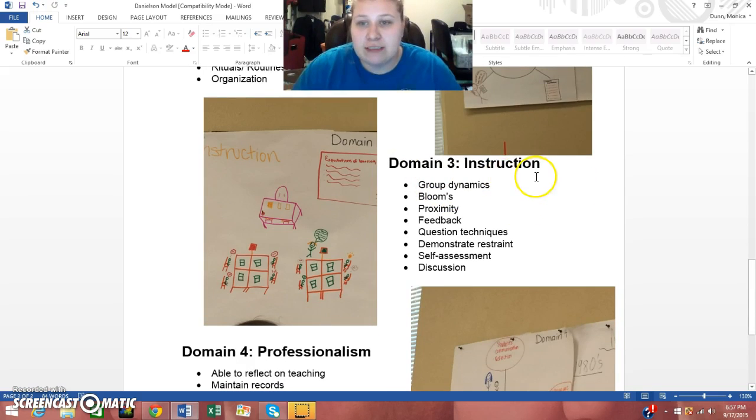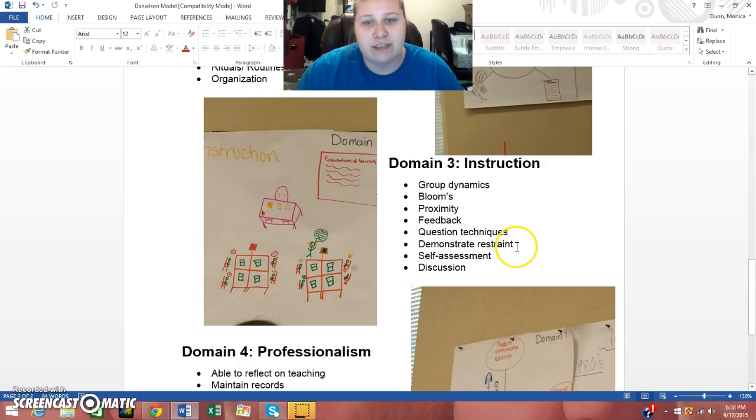Okay, Domain 3 is instruction, and this can include many things. It's basically how you teach. The group dynamics, you need to make sure that you're not using the same group of students. You're not grouping the students the same every single time. Use Bloom so that you know that it's rigorous enough. Proximity works when you're working with the students. You need to provide feedback. It's very important for the students. Make sure that you're using the right question techniques.